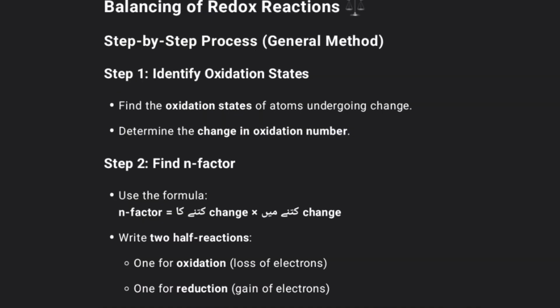Balancing of redox reactions: step-by-step process, general method. Step 1, identify oxidation states. Find the oxidation states of atoms undergoing change. Determine the change in oxidation number. Step 2, find the n factor. Use the formula: n factor equals change per atom times number of atoms changing. Write two half reactions, one for oxidation, loss of electrons, one for reduction, gain of electrons.